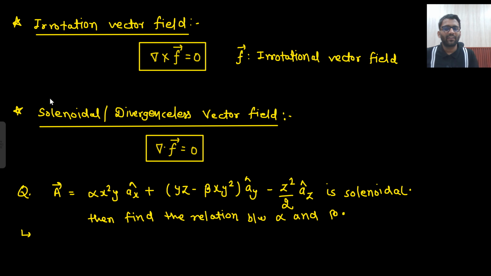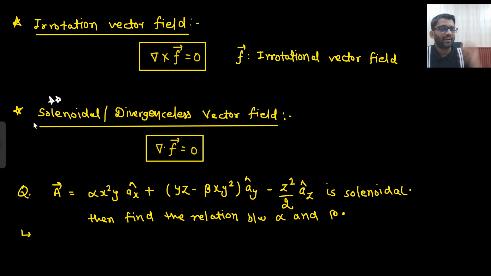And if they are saying that the vector field is solenoidal or divergence-less, that means its divergence will be 0. Irrotational means curl will be 0. If they are saying it is solenoidal or divergence-less, that means its divergence will be 0. So this term is used, solenoidal.